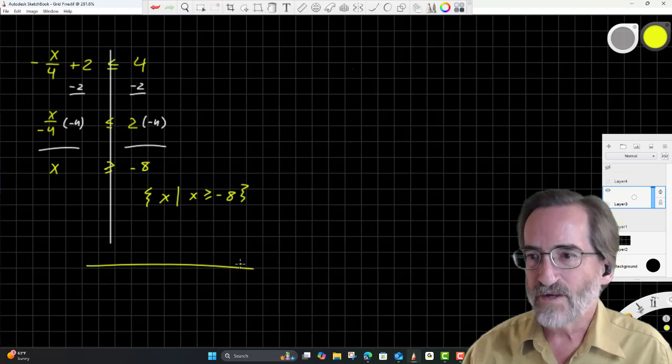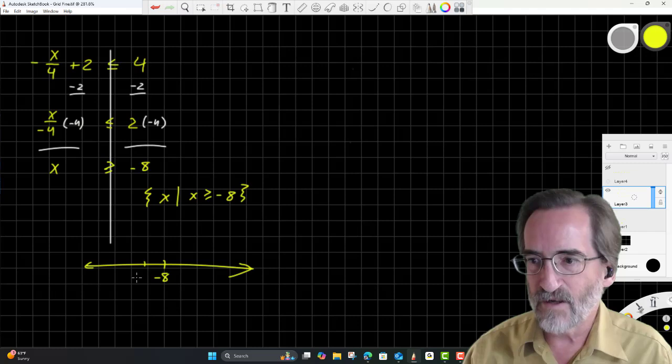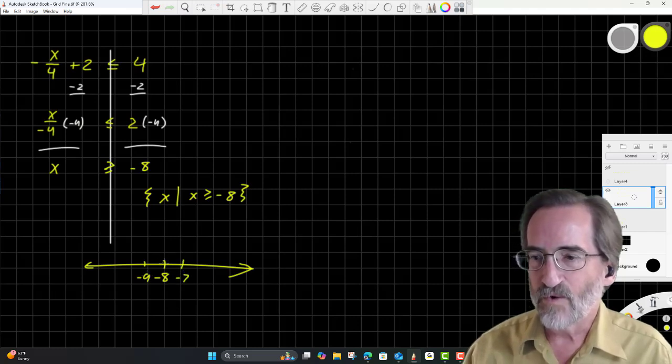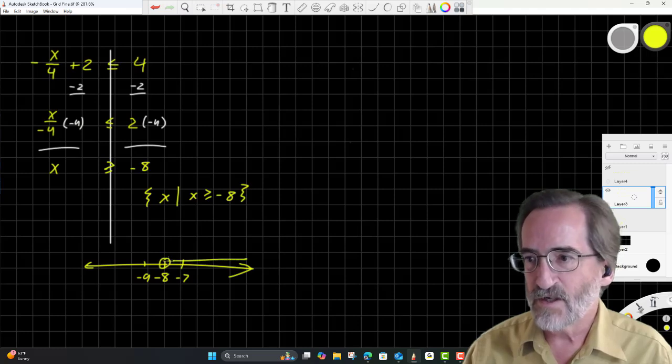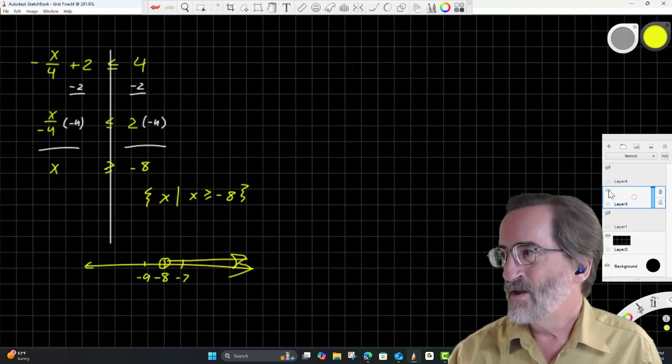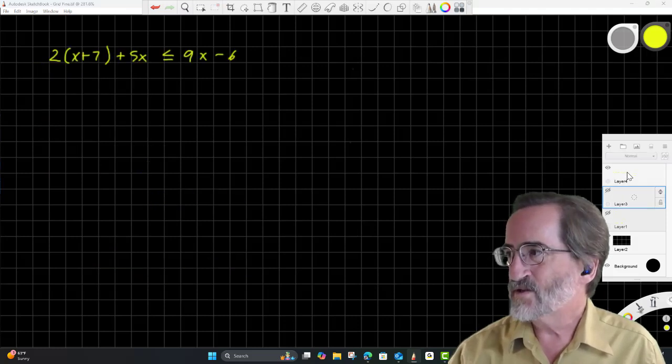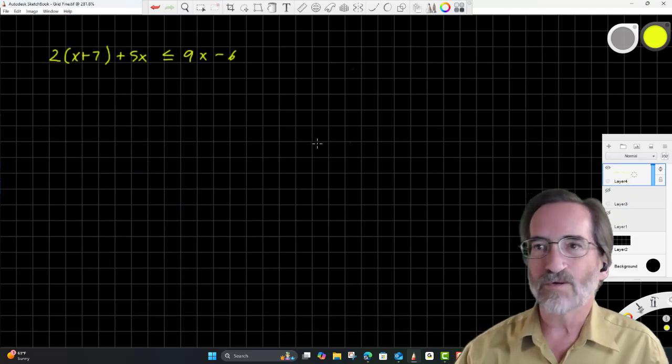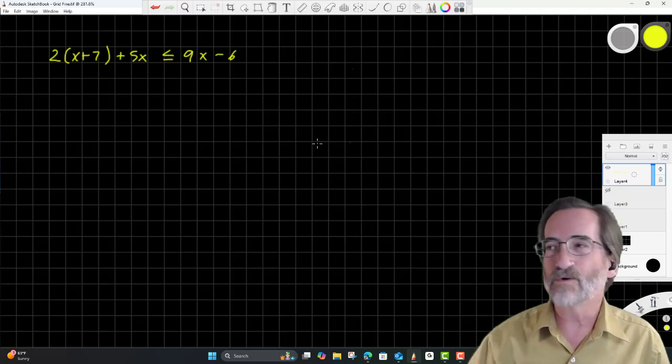If we were asked to graph it, here's -8, here's -9, here's -7. We would circle the 8 and shade to the right, not filling in the circle. Okay. And final example here, we've got to do one with a few more steps, some distributing and regrouping.